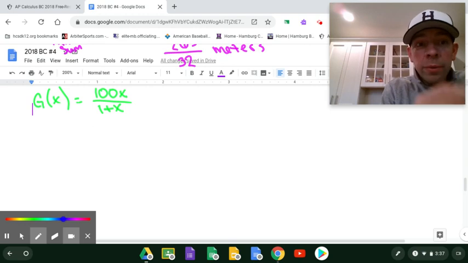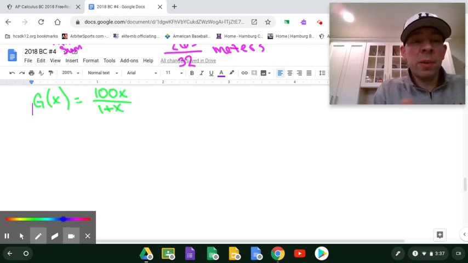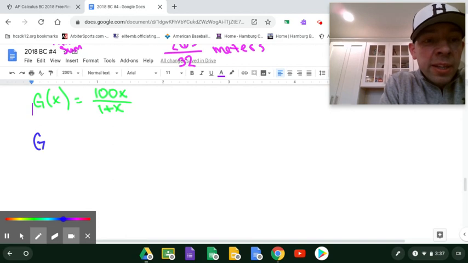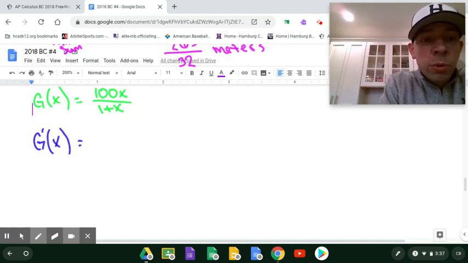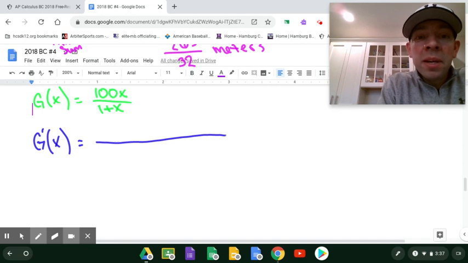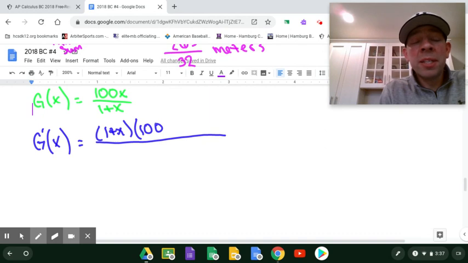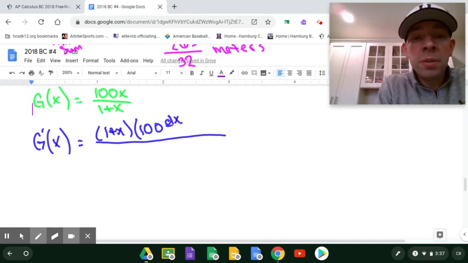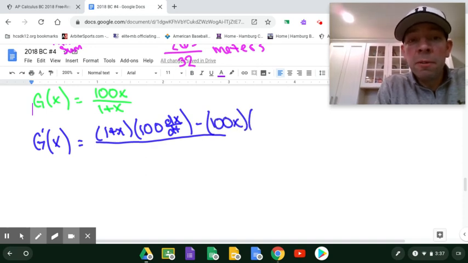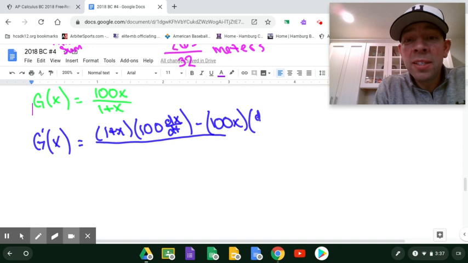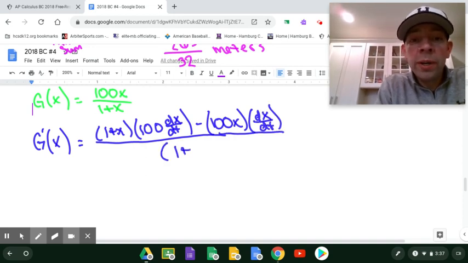All right, so here we go. We've got our g of x function. I want to derive it with respect to t. The first thing I notice out of the gates here is that I want to use my quotient rule. So I'm thinking low d high minus high d low. Low times the derivative of the higher part, which is in this case, normally I would just say 100 is the derivative of 100x. But again, because it's with respect to t, I'm going to say 100 times dx/dt, minus the high times the derivative of the low. Again, normally that would be 1, but in this case, it's dx/dt. All over the low squared.